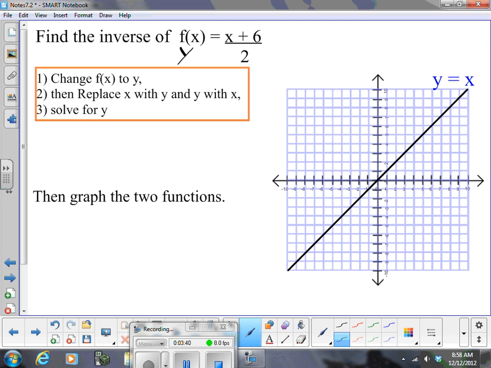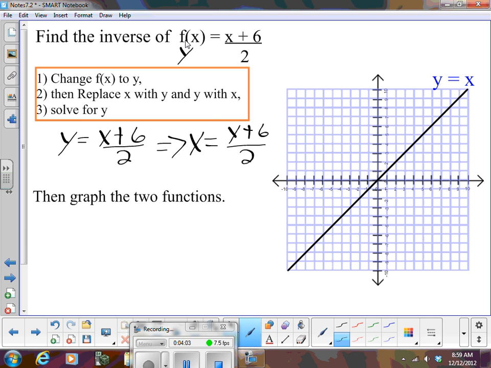In this case right up here, I would say y equals (x plus 6) over 2 is going to turn into x equals (y plus 6) over 2. So see, all I did is I changed the f of x to y, then I switched places with them, and then I solved for y. The last thing you do is solve for y. Would you guys all know how to solve this part right here for y?